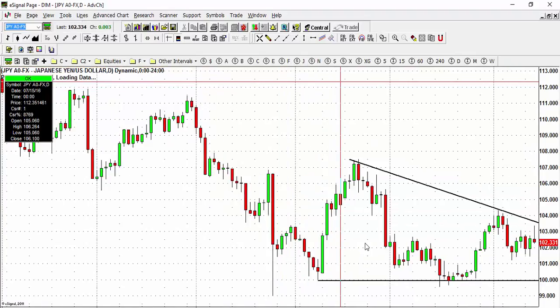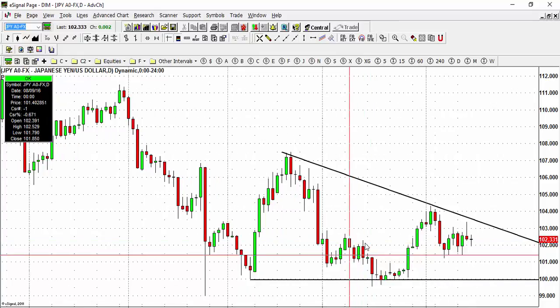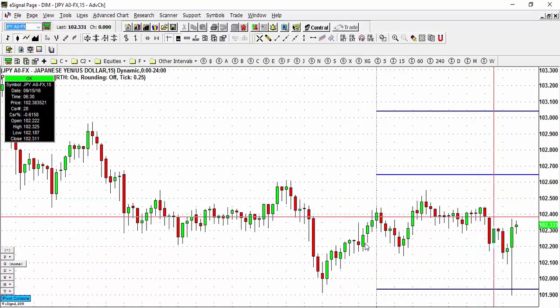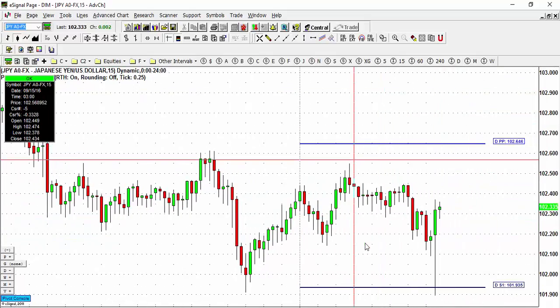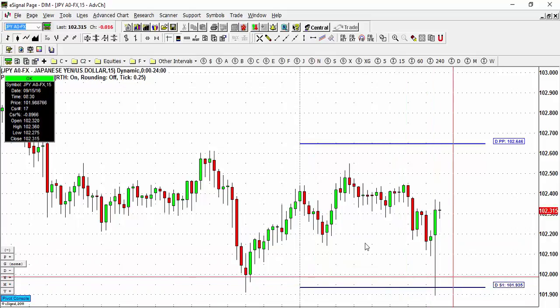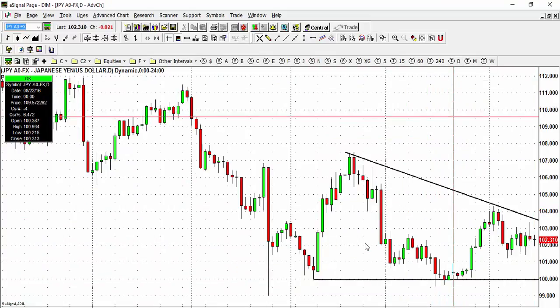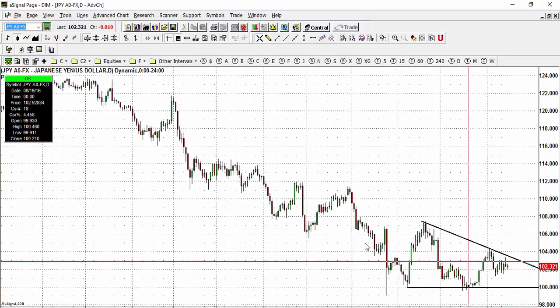Okay, taking a look at the Japanese yen. Japanese yen is unchanged on the day at 102.33. We did have a spike down earlier. Market spiked down to 101.90, but where did the market stop today? As you can see, right on the daily S1. So it just gives further evidence that these support points must be respected, especially in consolidation markets like we have here.